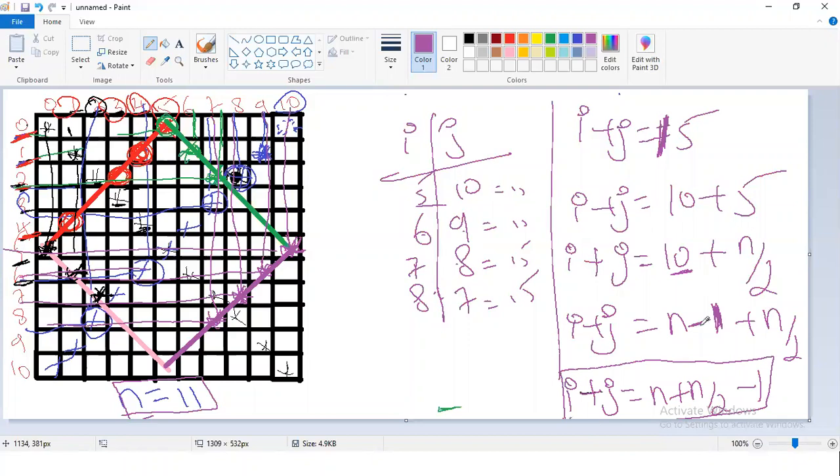Is this last point clear for everyone? Okay. If you look at this diagram, you will clearly understand how I have divided 15 into 10 and 5. 5 is n by 2, 10 is n minus 1. It's a simple concept here.